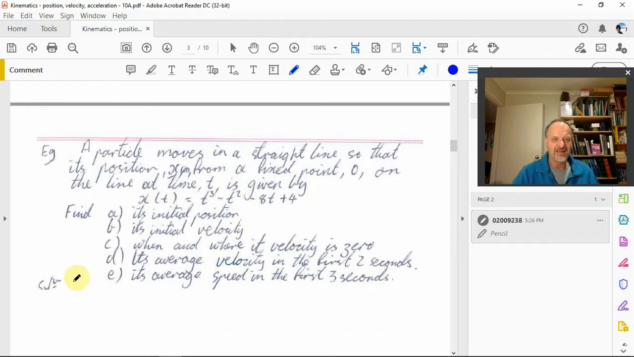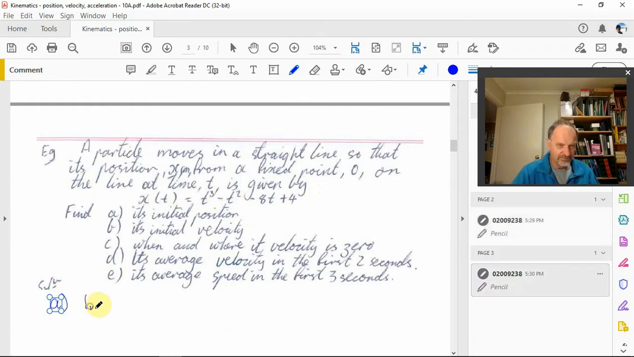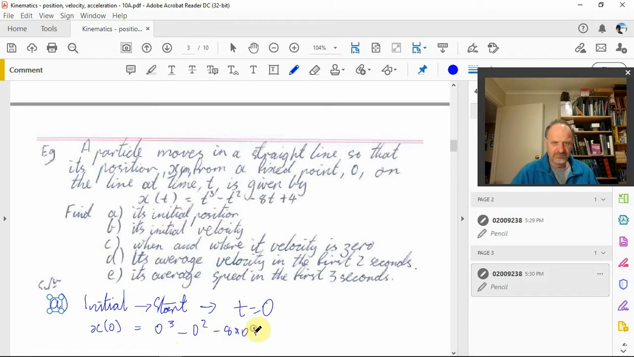So part A says its initial position. Whenever you're looking at something that says initial, that is the start, and the start is time equals 0. So it's simply a matter of substituting 0 into our equation and calculating, and it is at 4. And it says centimetres here, x centimetres, so it's 4 centimetres from this point O.